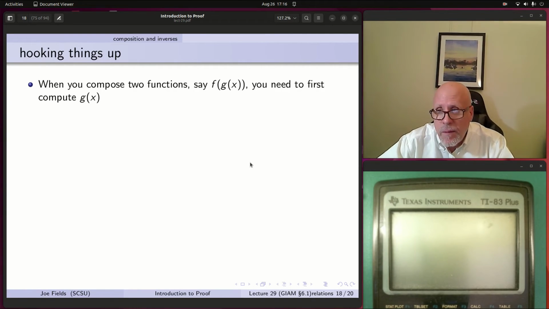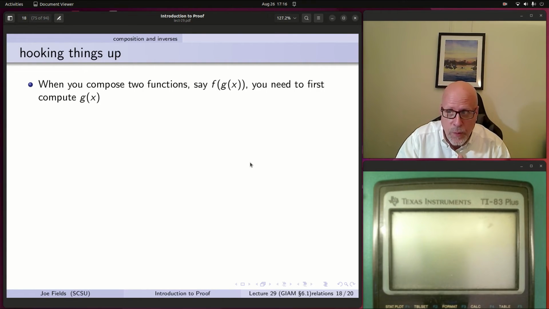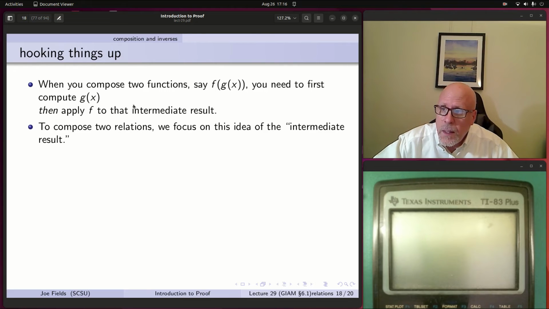Okay, we're going to start finally wrapping things up by talking about composition. When you think about the composition of two functions, remember how that works. You have f of g of x, and you're going to first compute g at x, and then that's going to be a new value, right? It's not going to be x. It's going to have been modified by the function g. And then after you get that, what people call an intermediate result, you're going to apply f to that. So to compose two relations, we're basically going to think about the same thing. We want an intermediate result, and then we're going to apply the second relation to that.